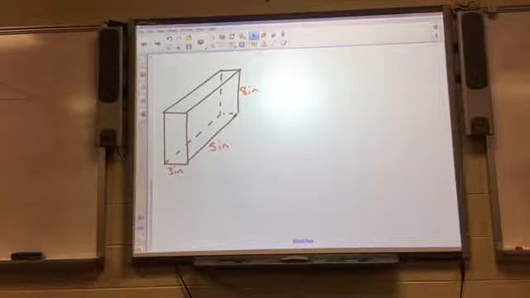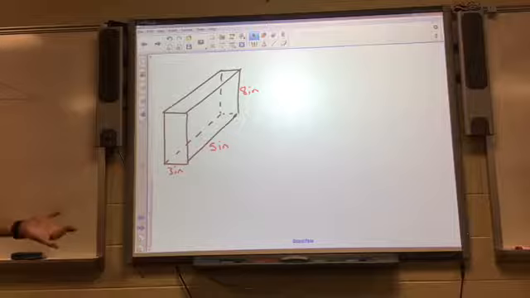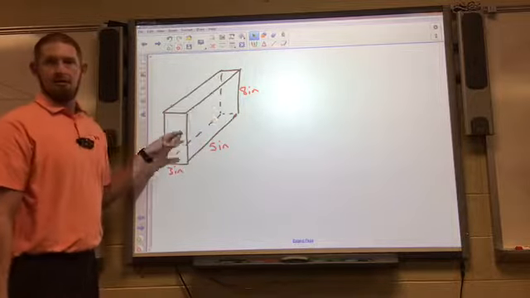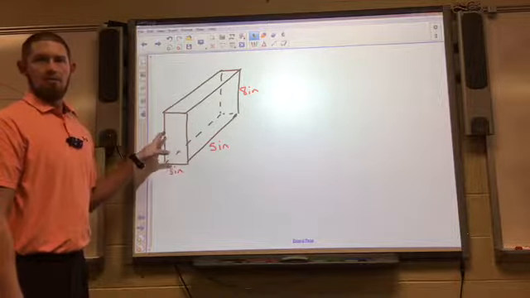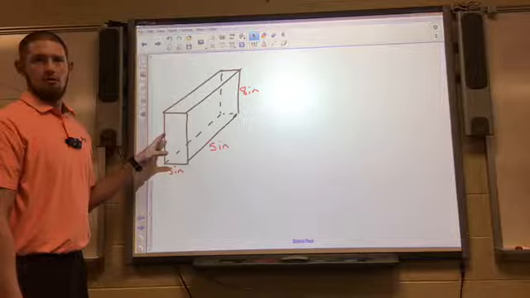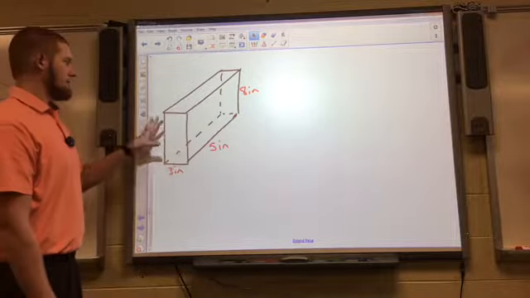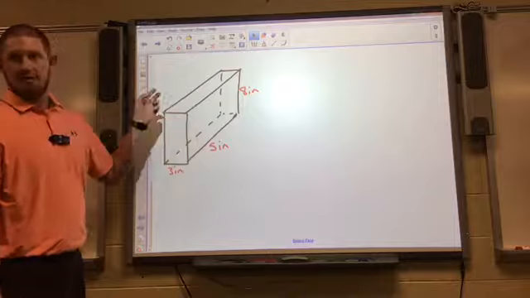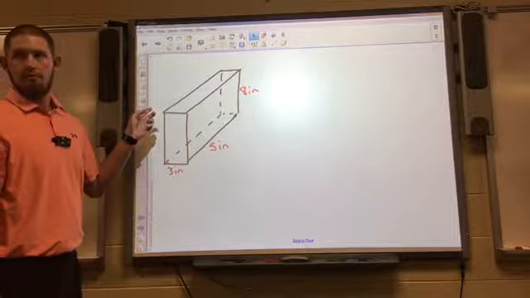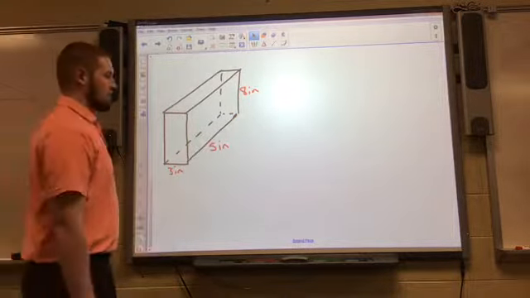Okay, now, if I'm finding the surface area, what does that mean? How much surface there is, right? So that's all of my sides, correct? How many sides do I have in this case? I have 6. So I need to find the area of all 6 sides and do what with them? Add them together.